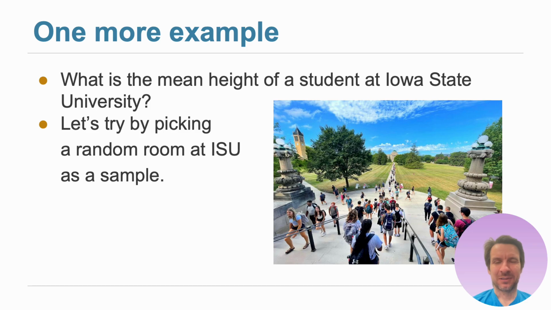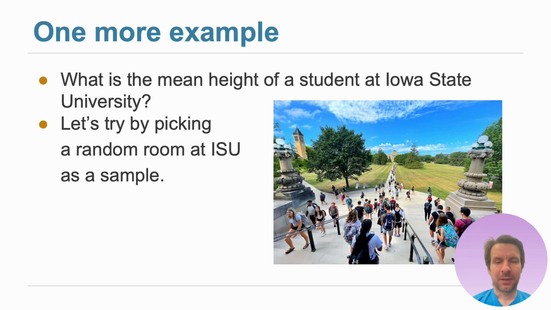So what's the mean height of a student at Iowa State University? What you could do is try to find a sample of students and calculate the mean and the standard deviation, and it will give you an interval that will contain the true mean. Maybe. You'll have some 95% confidence that the interval you come up with contains the true mean. And how do you sample the students?